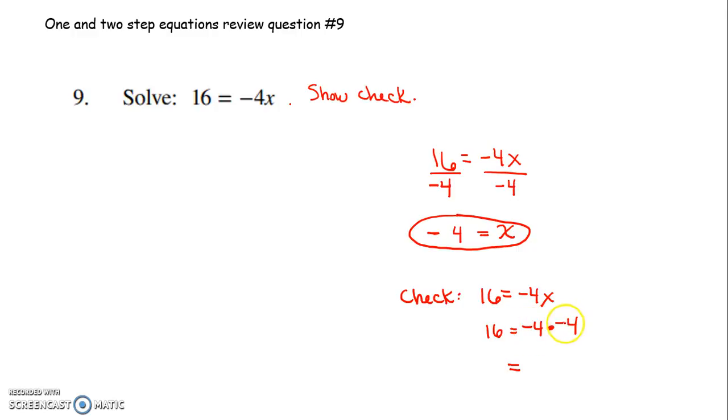What's a negative times a negative? Simplifying this side, a negative times a negative is a positive. 4 times 4 is 16. Yay! That's exactly what we needed to get. So that's a complete and correct check. This is a complete and correct step-by-step how to solve for x.